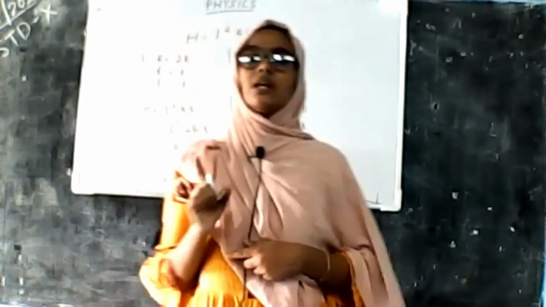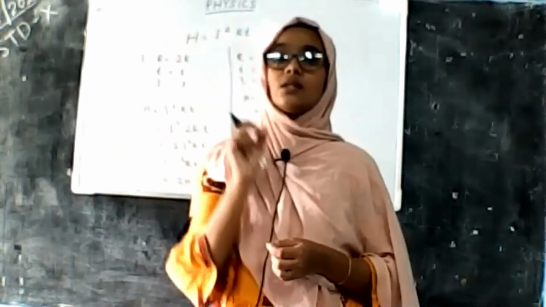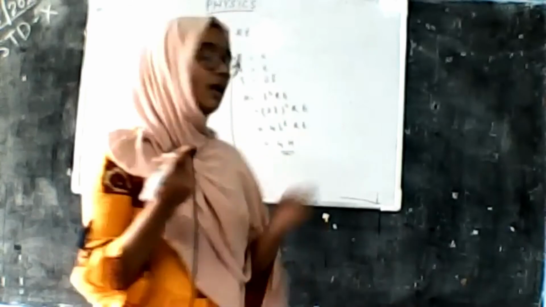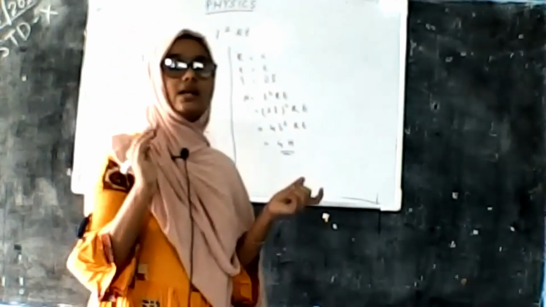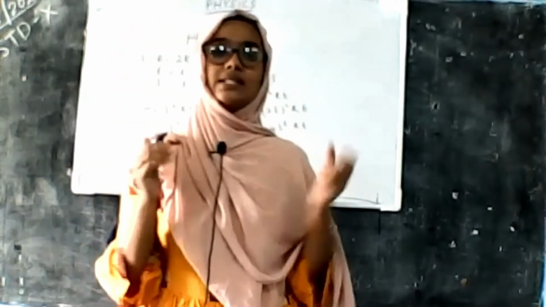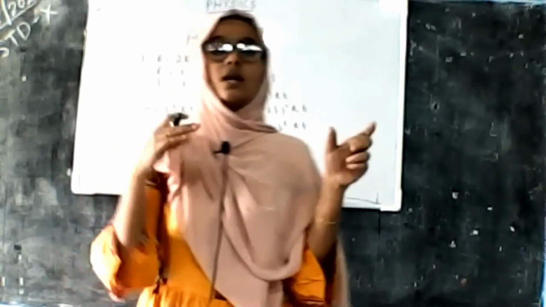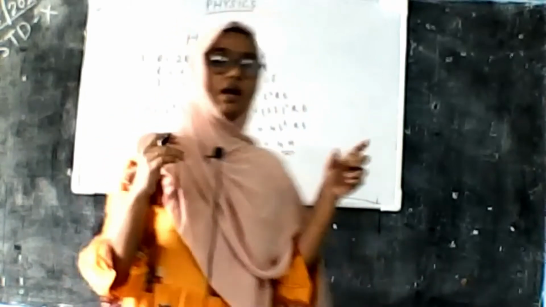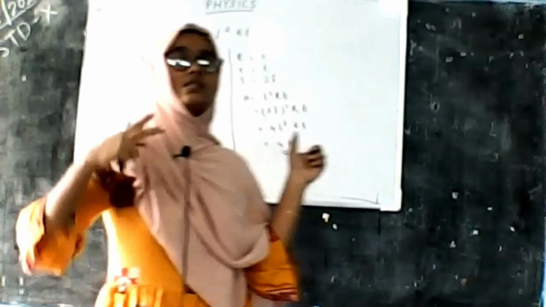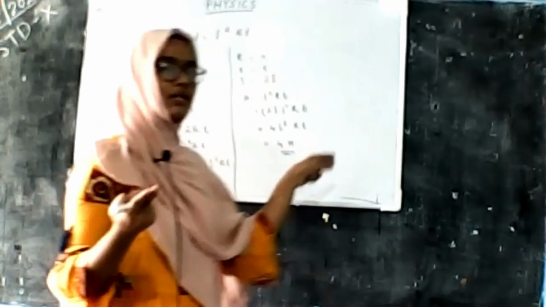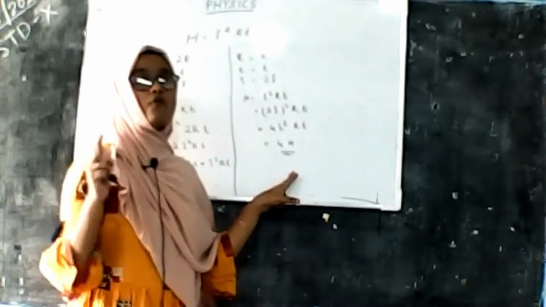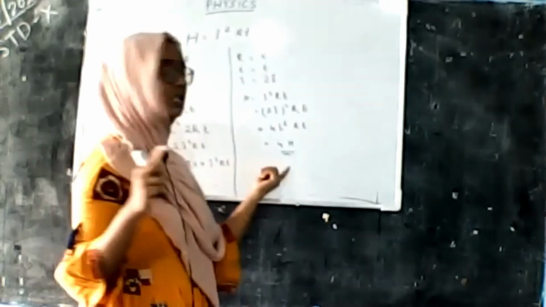In the first question we got that H changes 2 times, and here we got that H changes 4 times. That is, the electrical energy is converted to heat energy. In the first case the heat energy changes 2 times, and in the second case it changes 4 times. That is, the answer is 4H.